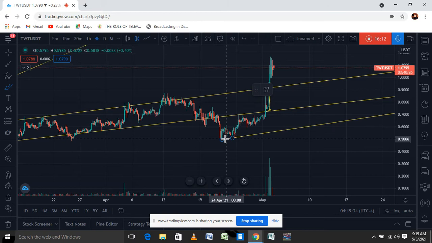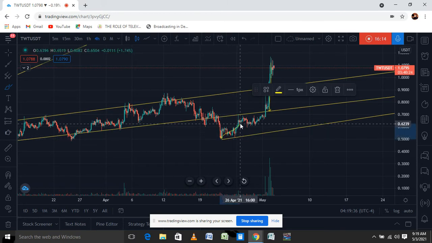See what happened here. Support, resistance, came back down. In this case now, it's the resistance that was broken. The resistance trend line, or the upper trend line, was broken. It went up. See what happened? It came back down and tested this previous resistance, which is now acting as a support.